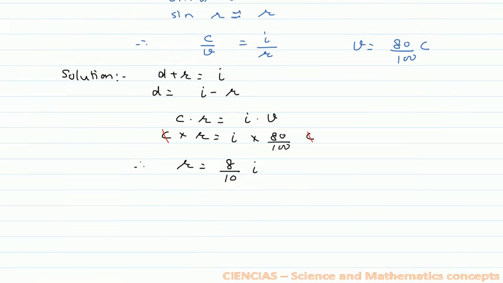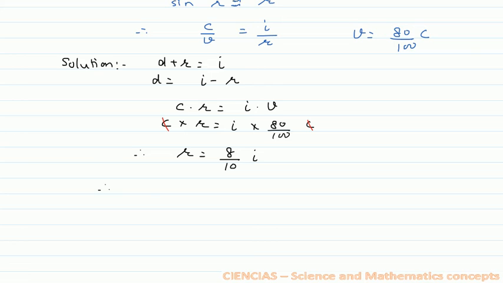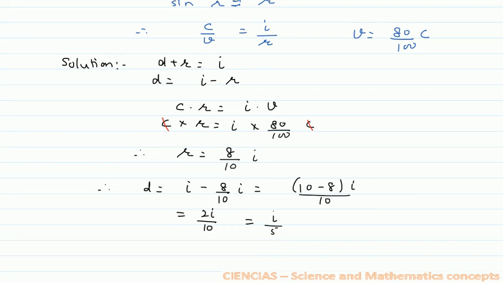Now what will be the value for D? Therefore D is equals to I minus 8 by 10 I, that is equals to (10 minus 8) I upon 10, that is equals to 2I by 10, that is equals to I upon 5. Therefore our answer is angle of deviation is equals to I upon 5. Hence option B is correct. Option B is correct option.